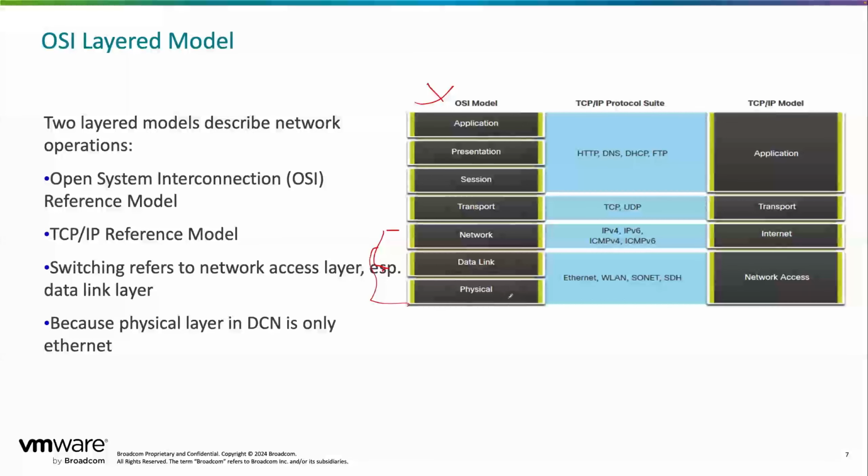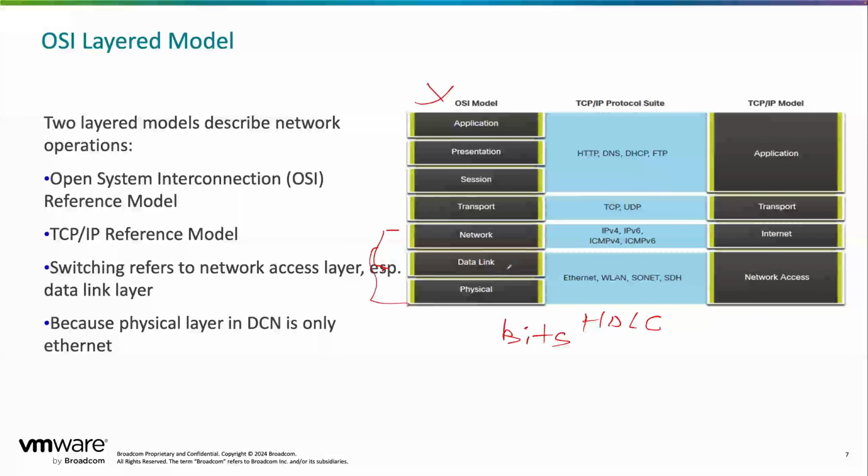Physical layer, we have different physical layers. For example, Ethernet is a kind of physical layer. We also have SONET, SDH, or HDLC for serial links. WLAN or Wi-Fi is another physical link. Physical link is something with electrical signals or bits. It just transmits the bits to the destination.